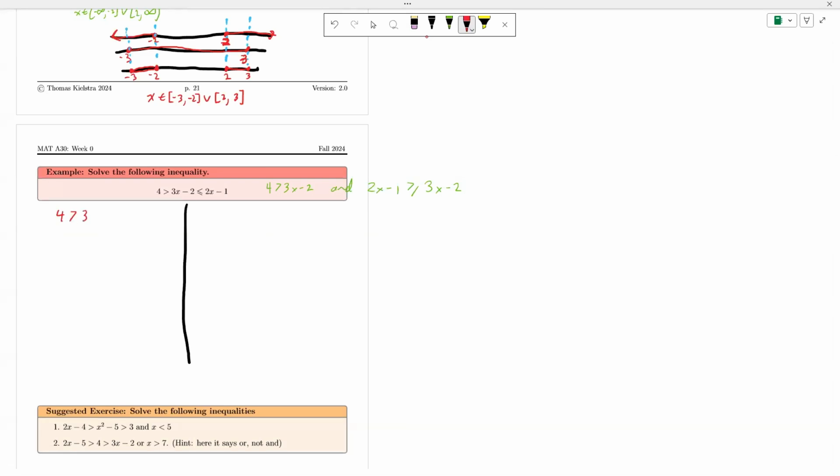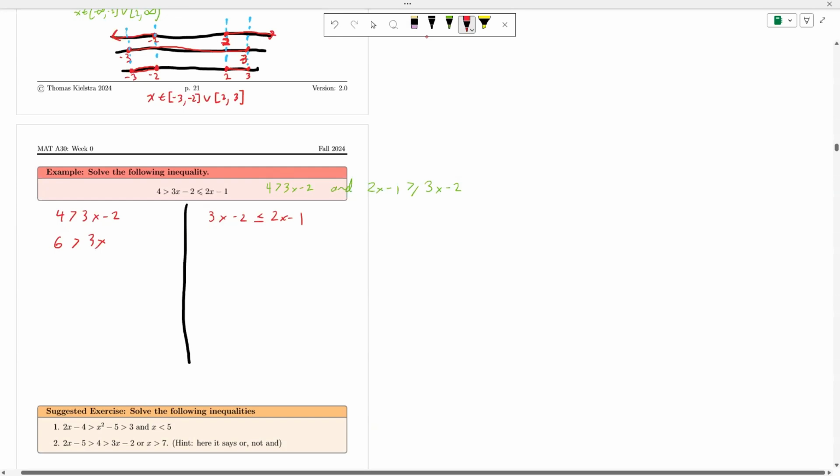4 is greater than 3x minus 2, and 3x minus 2 is less than or equal to 2x minus 1. And here, we could just simply isolate for x. So 6 is greater than 3x, or 2 is greater than x. And here, 3x minus 2x is less than or equal to 2 minus 1, or x is less than or equal to 1. And now we could take these and intersect them.